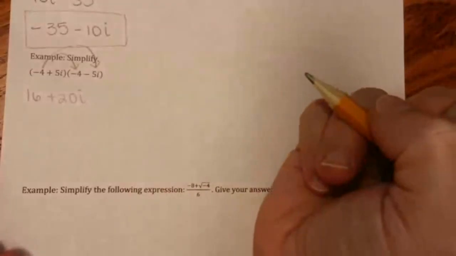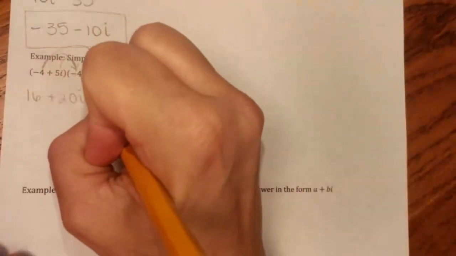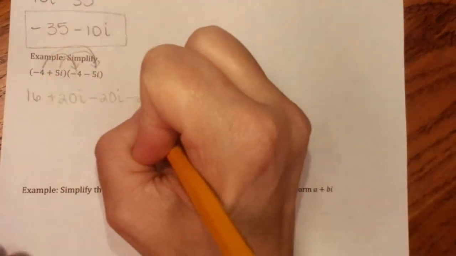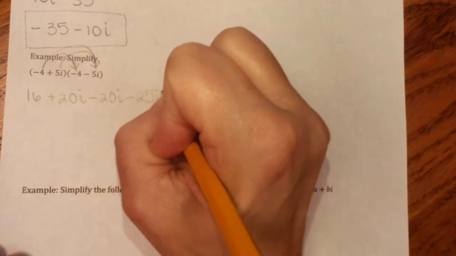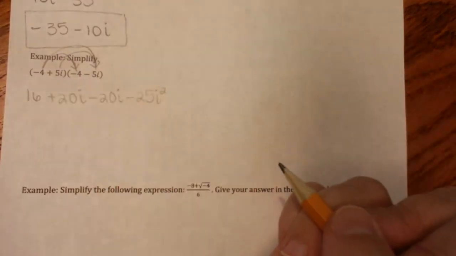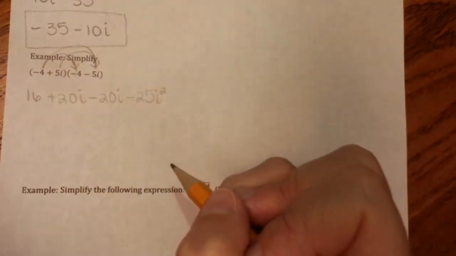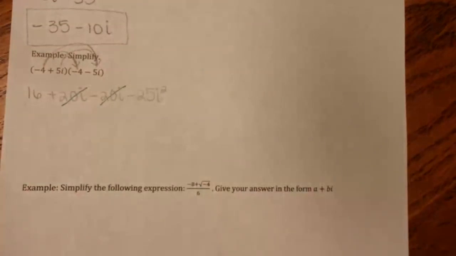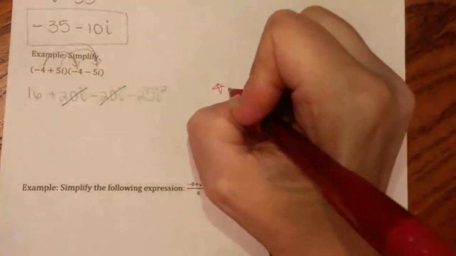Notice we did negative 4 times everything, so now 5i times everything. 5i times negative 4 would give us negative 20i. 5i times negative 5i would give us negative 25, and i times i would give us i squared. So 20i minus 20i cancels each other out. We set up here that i squared is negative 1.